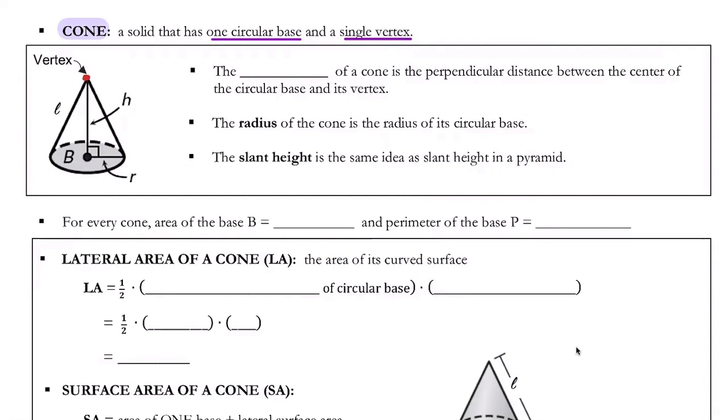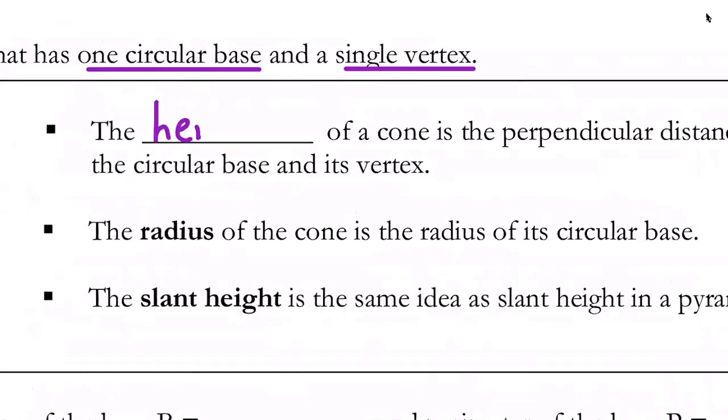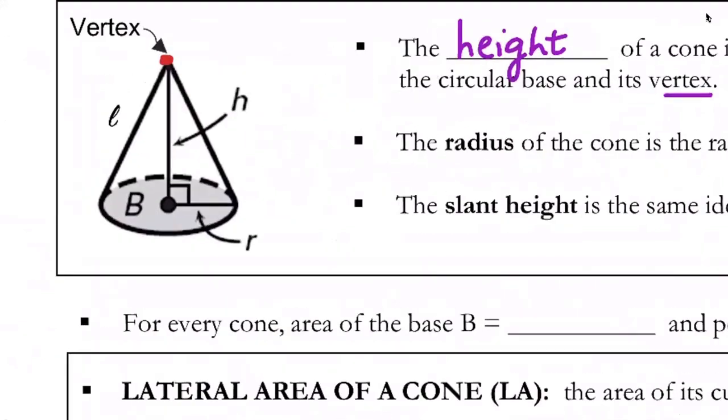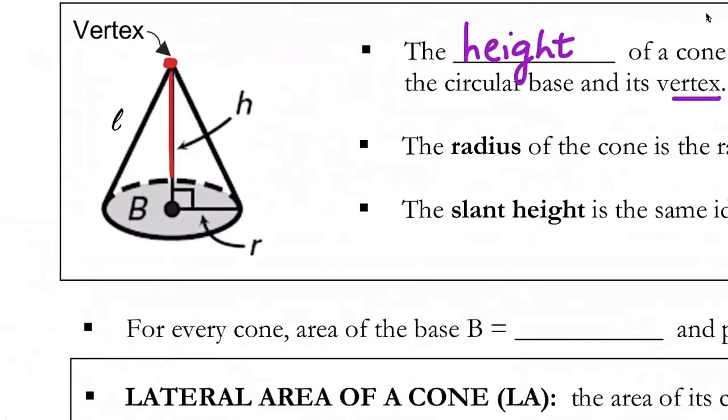So terminology first. The height of a cone is the perpendicular distance between the center of the circular base and its vertex. So just like before with a pyramid, the height is literally drop in altitude from the vertex. It hits the center of the circular base, and that's your height.